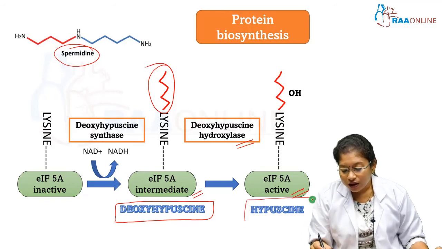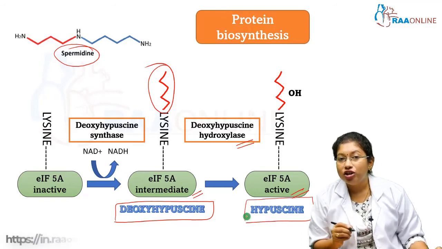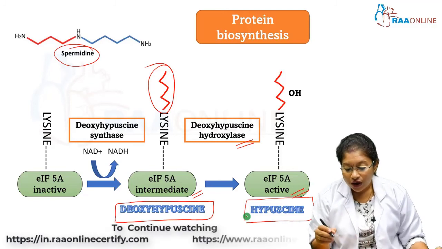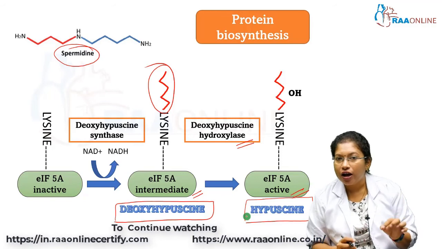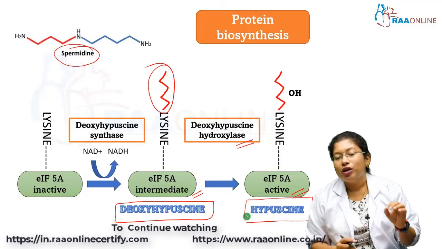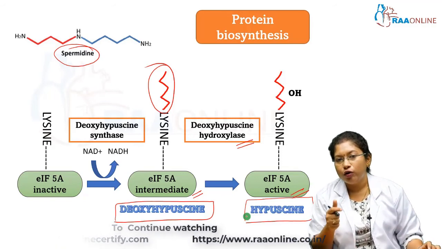This hypusine helps in initiating translation. So when the hypusine moiety is formed, your initiation factor 5A is active. So it helps in protein biosynthesis.